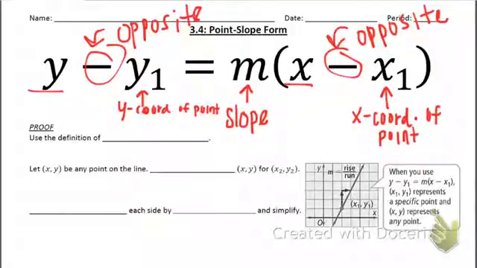Okay? So why does this work? We're going to actually prove why this form of the line works, and then we're going to get into some examples. So the proof. We're going to use the definition of slope to show you why this actually works. What's the definition of slope, or the slope formula? m equals y2 minus y1 over x2 minus x1. Good. So we use slope equals y2 minus y1 over x2 minus x1.